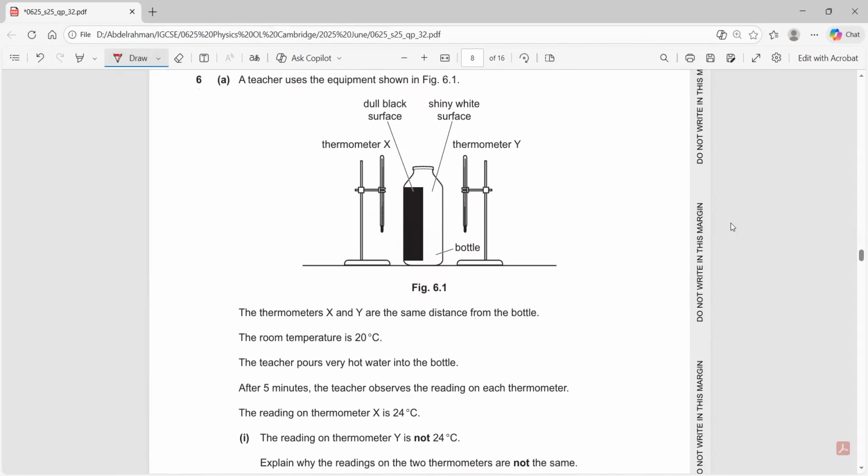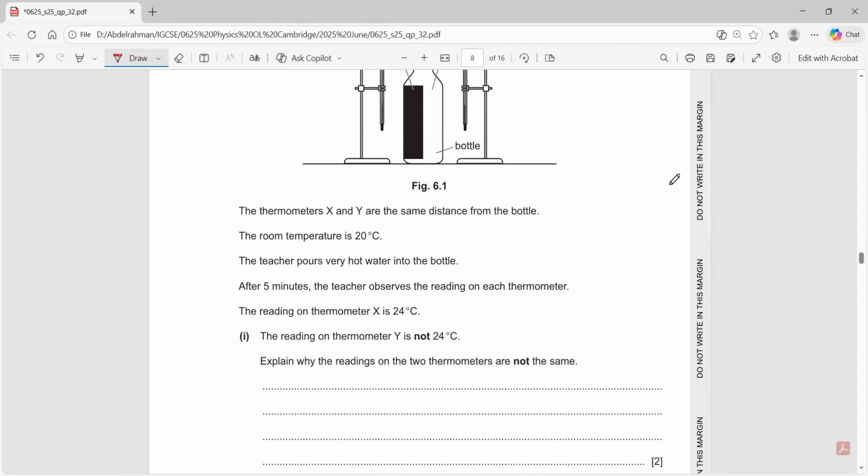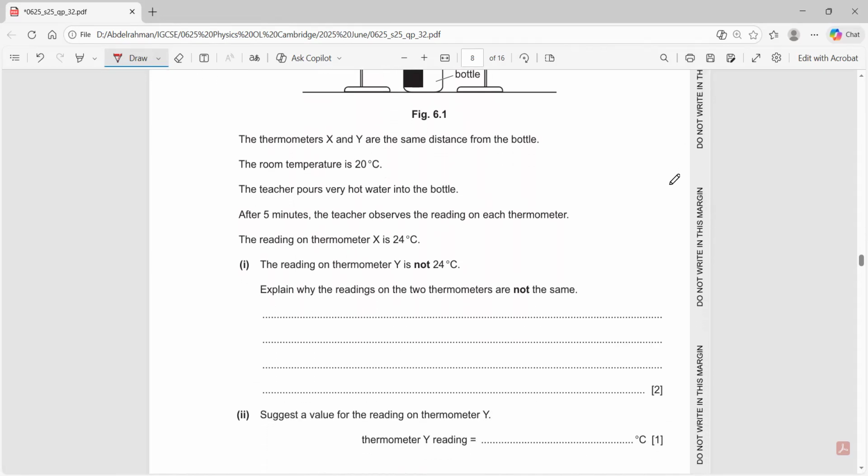So I have a dull surface and a shiny surface. Thermometers X and Y are the same distance from the bottle. The room temperature is 20. The teacher pours very hot water into the bottle. The reading on thermometer X is 24. Explain why the readings are not the same.